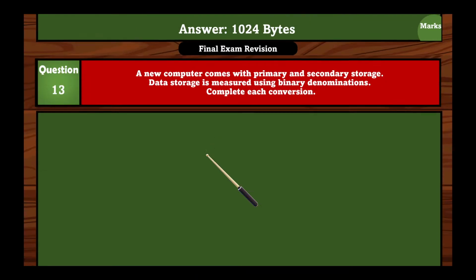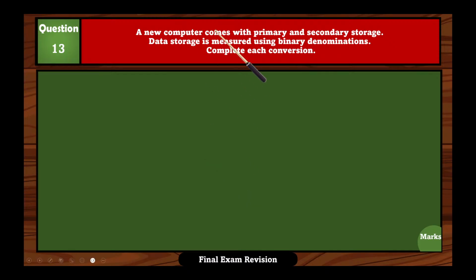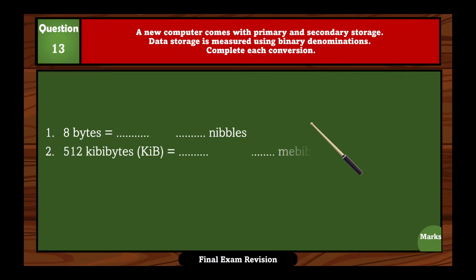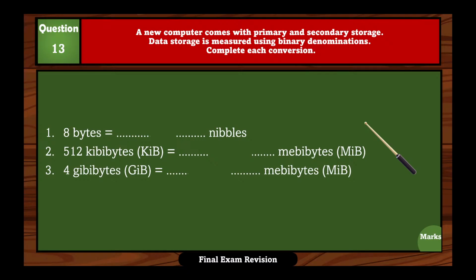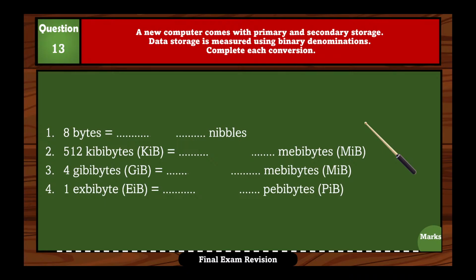Okay. Question number 13. A new computer comes with primary and secondary storage. Data storage is measured using binary denominations. Complete each conversion. So I'll give you some numbers and you need to convert them to different units. First one, 8 bytes equal to dash nibbles. Number 2, 512 kilobytes equal to dash megabytes. Number 3, 4 gigabytes equal to dash megabytes. Number 4, 1 exabyte equal to dash petabytes.